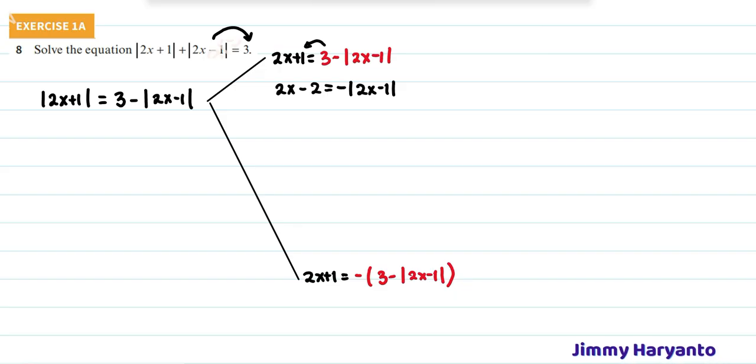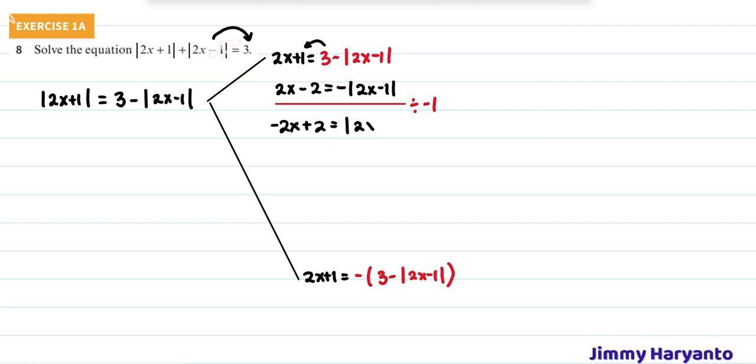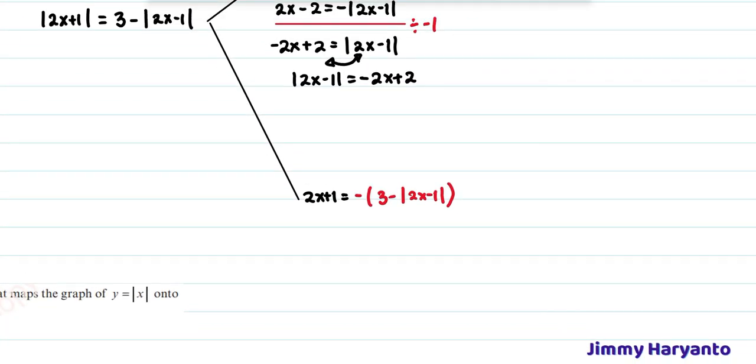And also you have to remove the negative sign in front of the modulus. That means you have to divide them all by negative 1. So you will have negative 2x plus 2 equals to absolute value of 2x minus 1. Okay, I will rewrite this into the proper form of equations. So I just switch the places like this, and then let's go to the second.